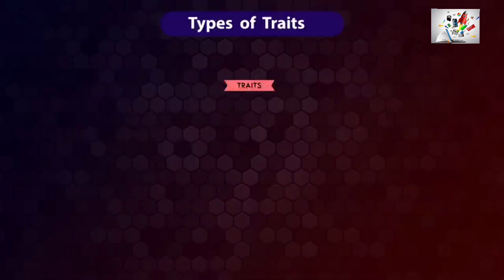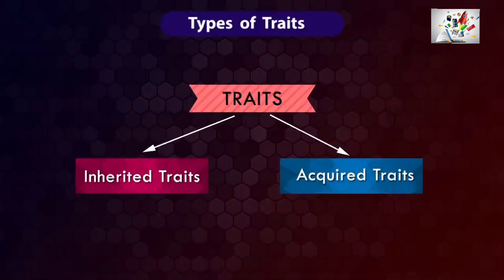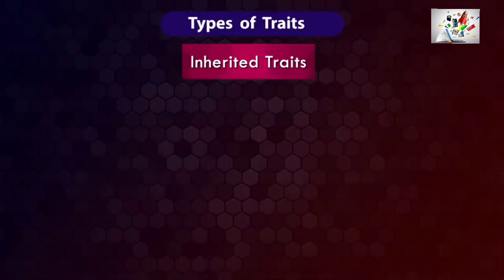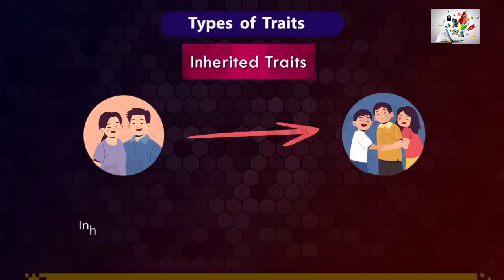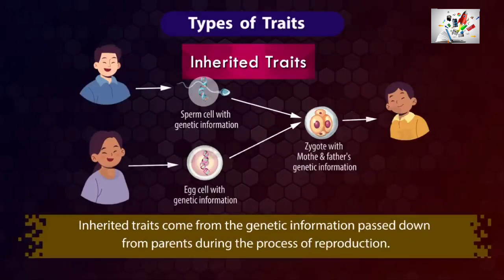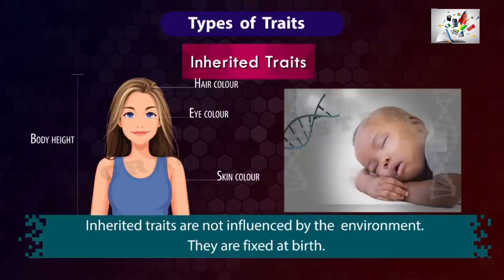Types of traits. The traits are of two types. They are inherited traits and acquired traits. Inherited traits. Inherited traits are the characteristics or traits passed from parents to offspring. Inherited traits come from the genetic information passed down from parents during the process of reproduction. Inherited traits are not influenced by the environment. They are fixed at birth.